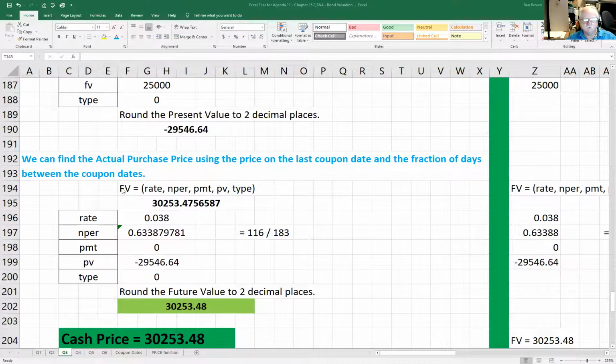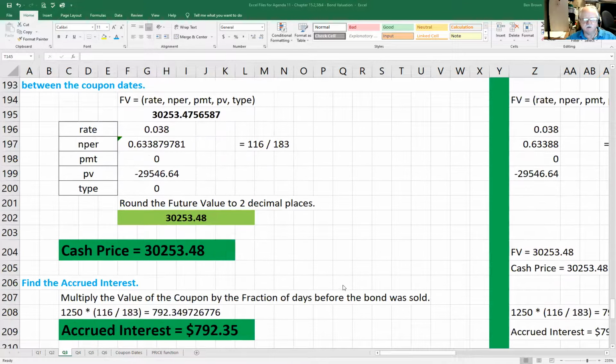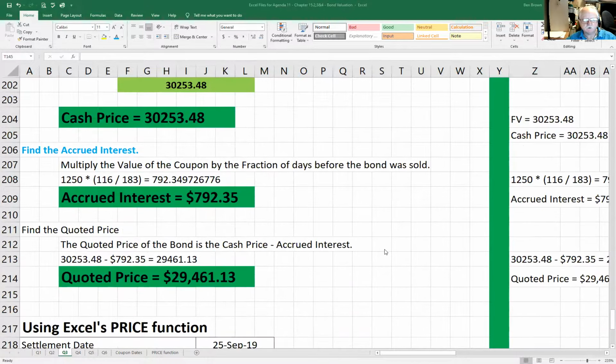So we're going to find the future value. We're going to start with the answer we got up here for the present value, and we're going to take it forward this fraction, the 116 over 183 at this rate, and notice we come up with this cash price. We could still find this quoted price, but we're not too worried about it.